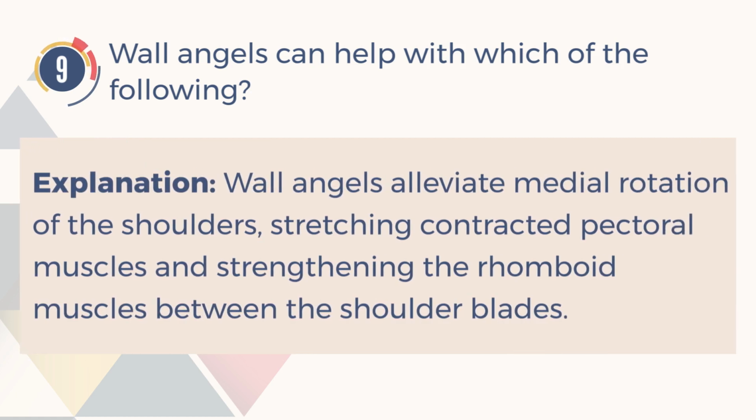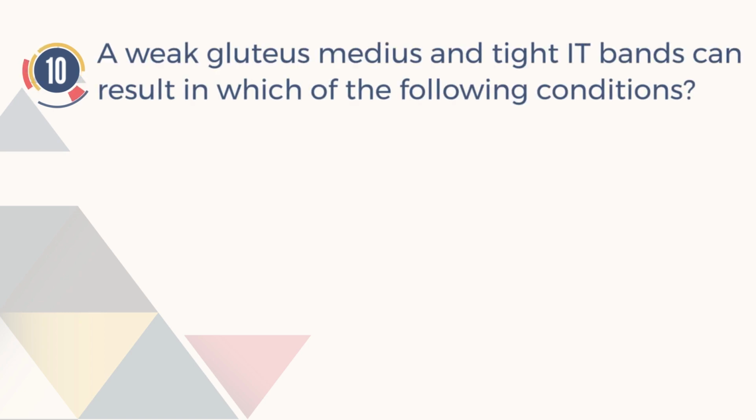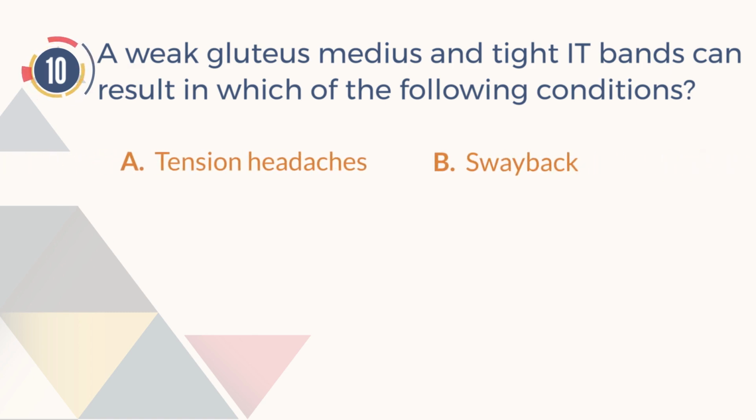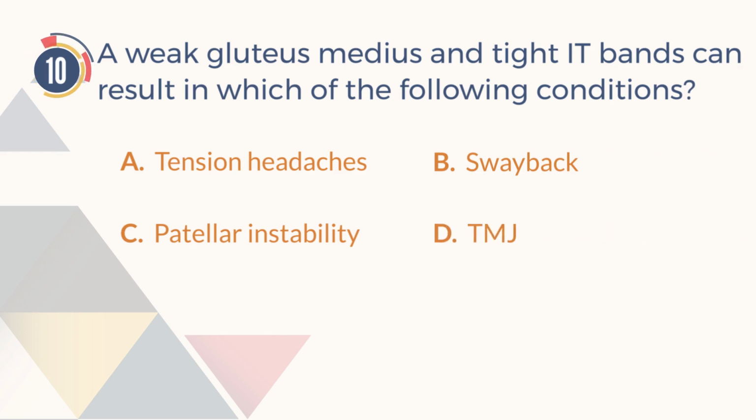Explanation. Wall angels alleviate medial rotation of the shoulders, stretching contracted pectoral muscles, and strengthening the rhomboid muscles between the shoulder blades. Number 10. A weak gluteus medius and tight bands can result in which of the following conditions? A. Tension headaches. B. Swayback. C. Patellar instability. D. TMJ. The answer is C. Patellar instability.